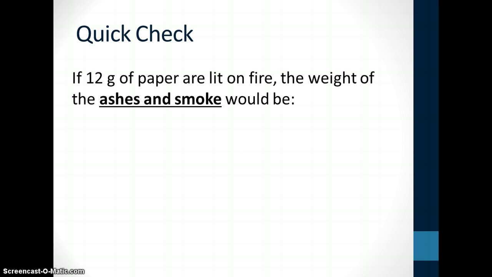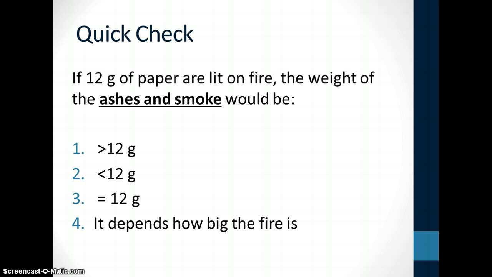And last one. If 12 grams of paper are lit on fire, the weight of the ashes and the smoke, so what's left over at the end, is: 1, more than 12 grams, 2, less than 12 grams, 3, equal to 12 grams, or 4, it depends on how big the fire is. You should have come up with number 3, which is equal to 12 grams. The ashes and the smoke of the 12 grams of paper should weigh the same, and that's because it can't just disappear. It needs to be there somewhere, even if it's in a different form.